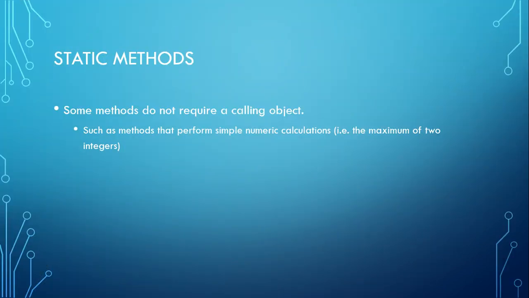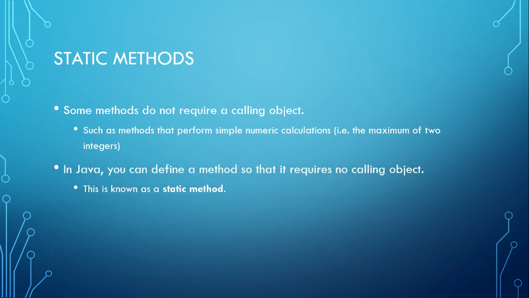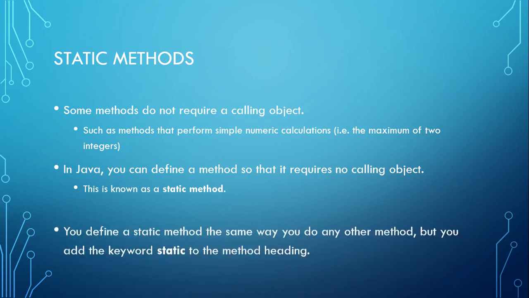When we're talking about static methods, these are methods that typically don't require a calling object, such as methods that perform simple numeric calculations, such as the maximum of two integers. In Java, you can define a method that requires no calling object. This is what's known as a static method.